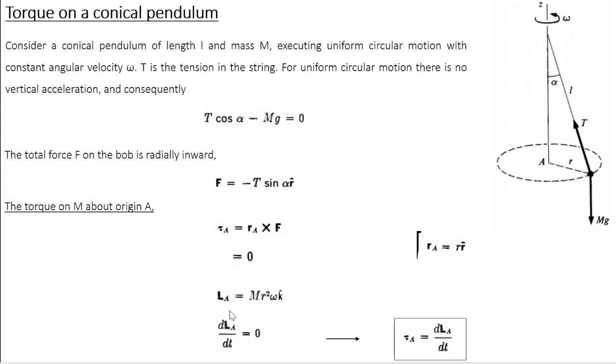And the expression for angular momentum we already know from the previous class. This is m r square omega k cap. Here m is a constant, for circular motion radius is a constant, and for uniform circular motion the angular velocity omega is a constant. All these are constants, so when you take dLA by dt, that's going to be 0. So tau A equal to 0, dLA by dt equal to 0. So you have shown that tau A equal to dLA by dt.